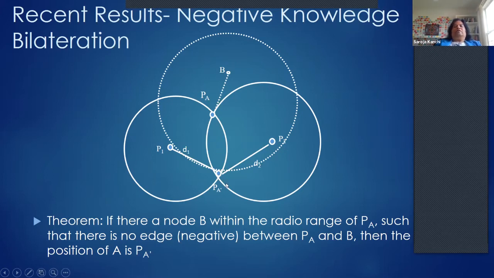Similarly, if that doesn't work, then I look around PA prime and see if there's a localized node around it. If it isn't, then I go back and I say the correct location is PA. So this negative knowledge helps me actually localize more nodes than the original trilateration. So this is not restricted to the bilateration graphs. It can work on a random graph as long as we find.